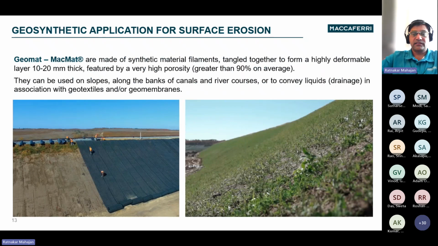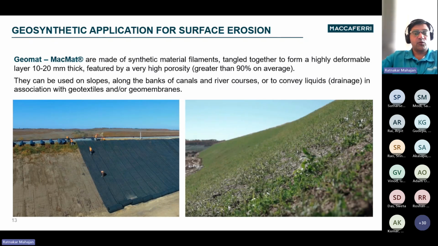Geomats, typically let's say MACMAT, are made of synthetic materials, filaments entangled together to form a highly deformable layer 10 to 20 millimeters thick, featured by a very high porosity. Typically, porosity is greater than 90% on average. Obviously, the porosity is required from the point of view of sunlight, what we discussed in the previous slide. For growth of vegetation, you need sufficient sunlight passing through these mats, which is received by the seeds on the slopes.